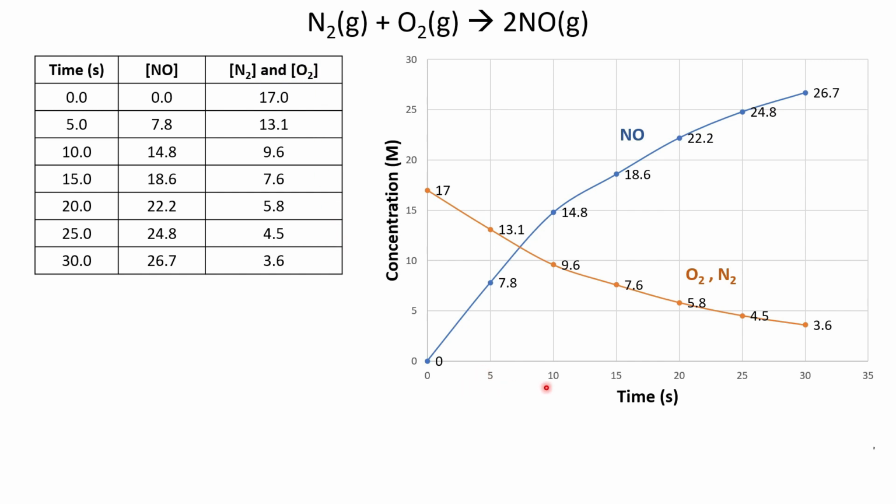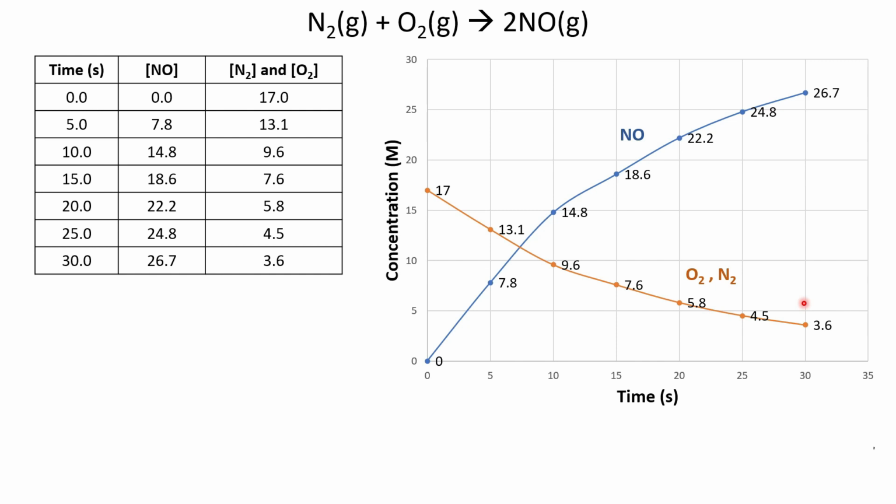Here is our graph of this data. You can see nitrogen monoxide is increasing over time. This makes sense. It is a product. We're going to start with no nitrogen monoxide, and then we're slowly going to make more. And our reactants, our oxygen and nitrogen, are slowly decreasing over time. And for this particular experiment, we had the same concentration of nitrogen and oxygen to start with, so they track together on a single line.